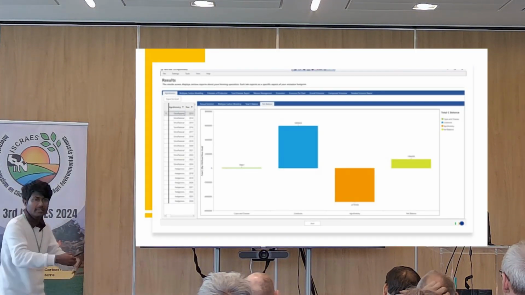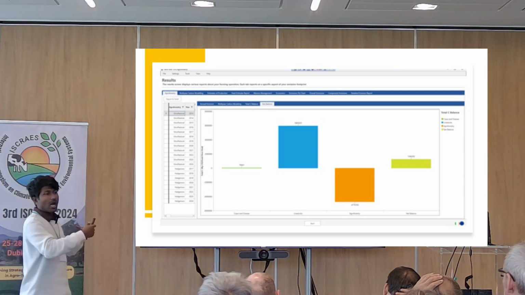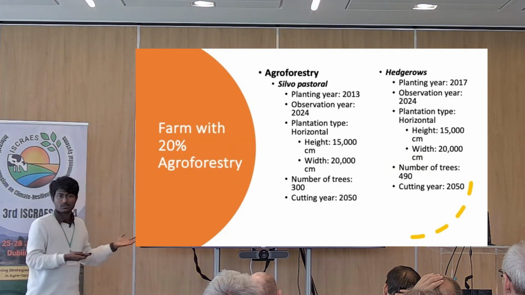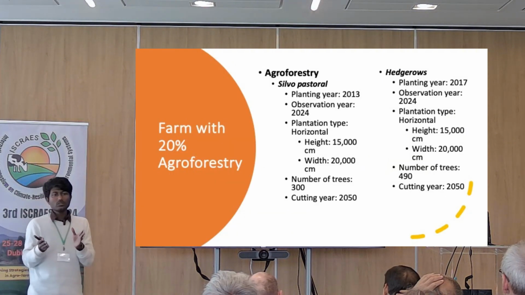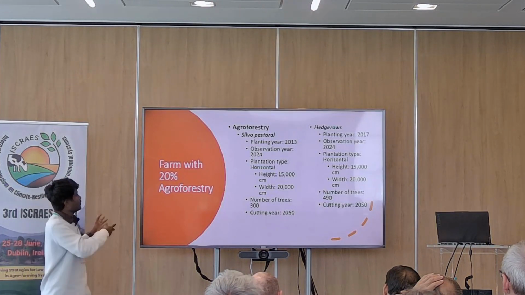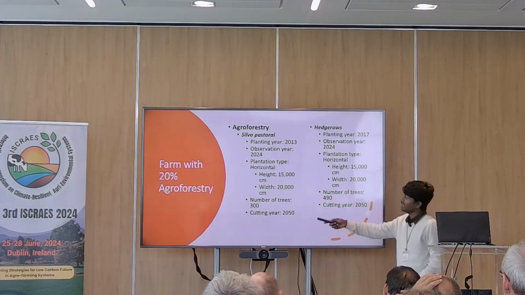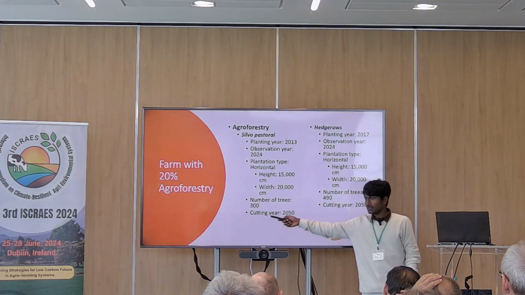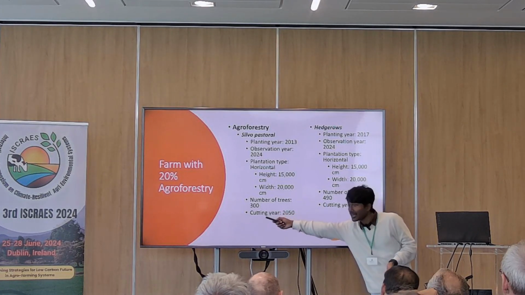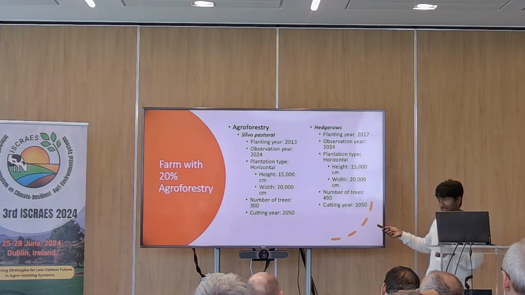So let's increase the percentage. I am talking about 10% now. I will increase it to 20%. I will include 20% agroforestry into my farm. So how will it look? All of the inputs are here. I am considering the number of trees will be greater. Previously I was considering 150, now I'm considering 300, and here I am considering 490.